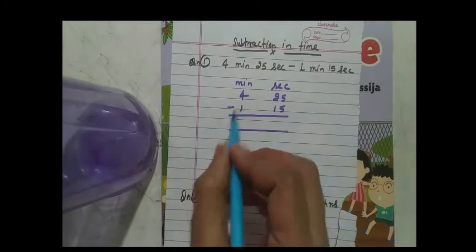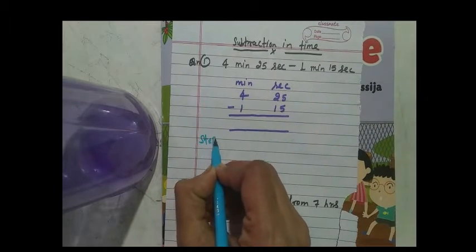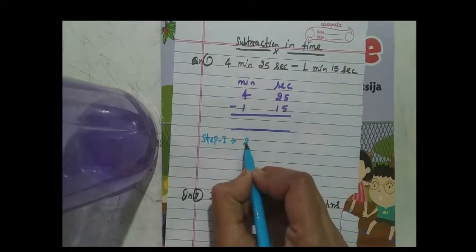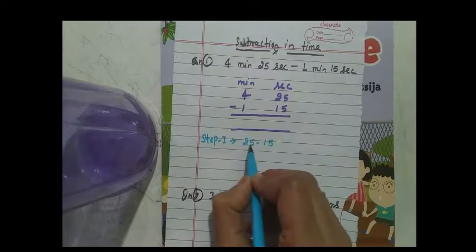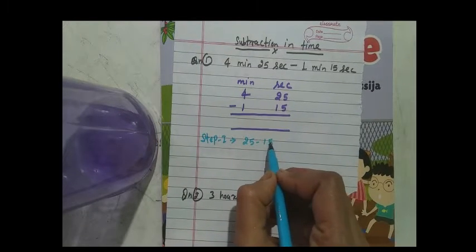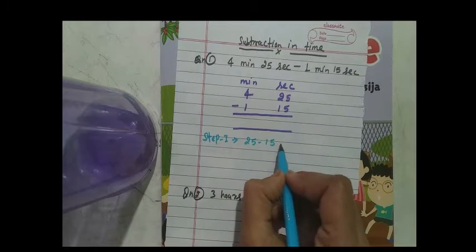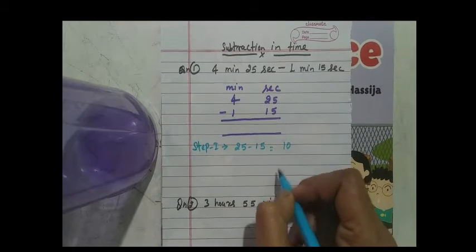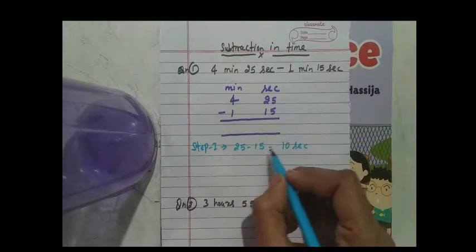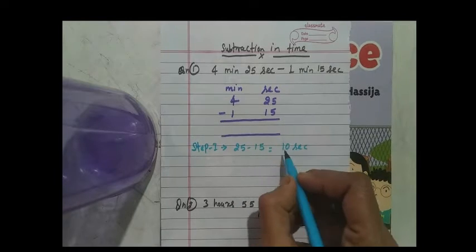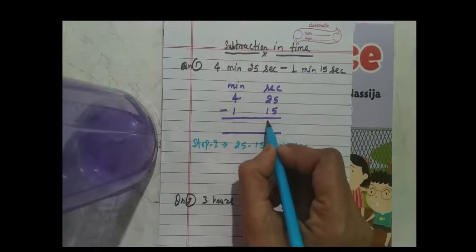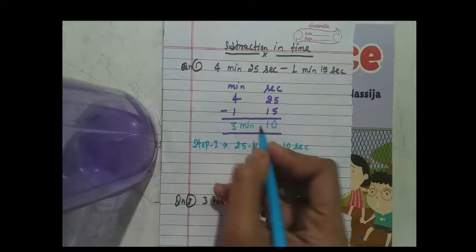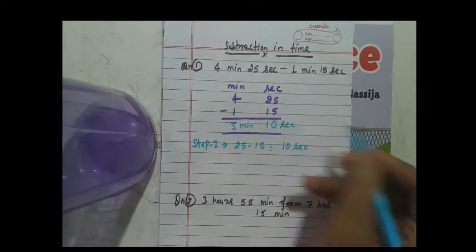Now step 1. In step 1, 25 second minus 15 second. Can you subtract 25 minus 15? You can subtract 15 from this easily, and what you get after subtraction is 10 seconds. Write 10. Now 4 minus 1, 3. What is the answer? 3 minutes and 10 seconds. Clear?